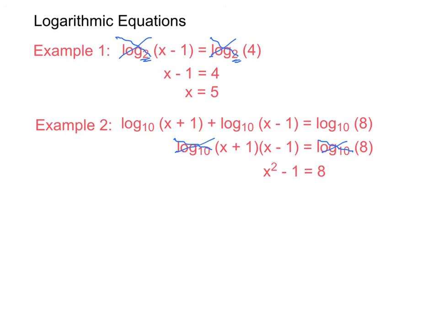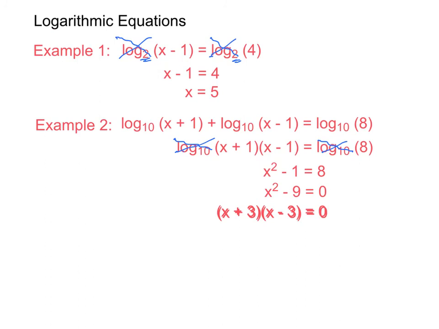So if I multiply x plus 1 times x minus 1, I simply get x squared minus 1. The right side is 8. Now if I solve for x by subtracting 8 from both sides, the result is x squared minus 9 equals 0. And now, if you look at this closely, this is the difference of squares, so I can factor this. And that gives me x plus 3 times x minus 3 is equal to 0.